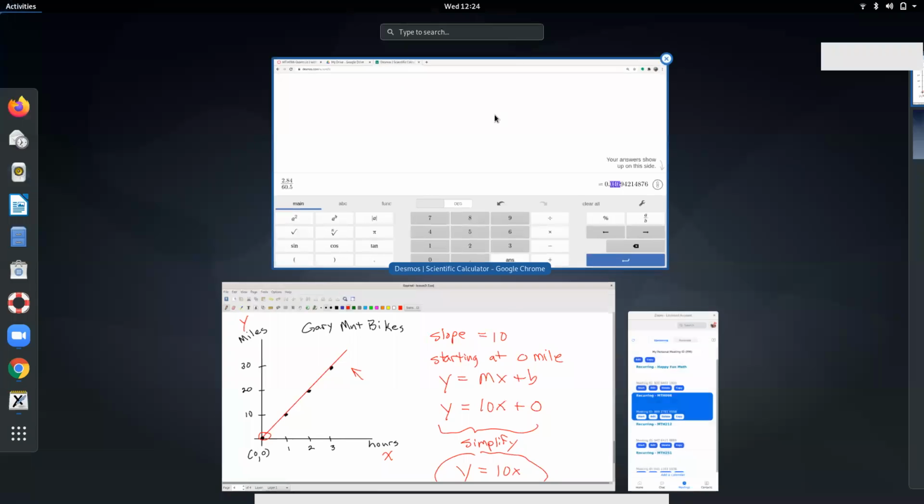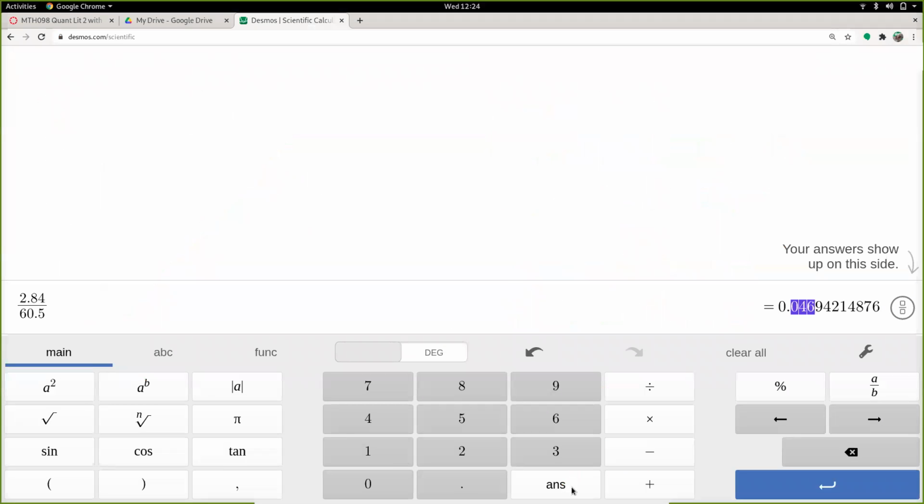Back here, and where's Zoom? Hi, Zoom, there you are.